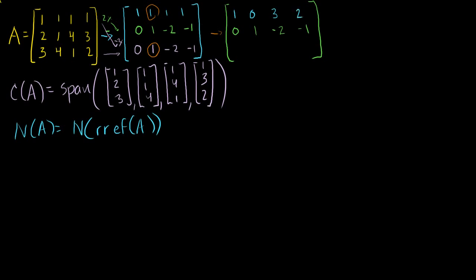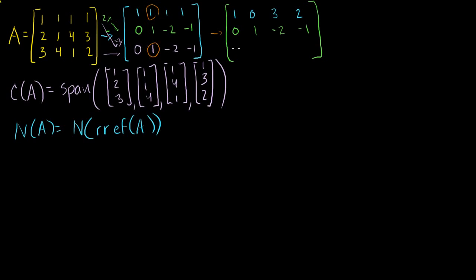Now, let me do my third row. Let me replace my third row with my third row subtracted from my second row. They're obviously the same thing. So if I subtract the third row from the second row, I'm just going to get a bunch of zeros.